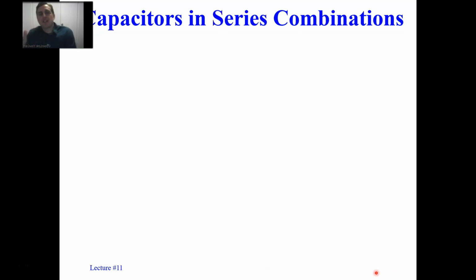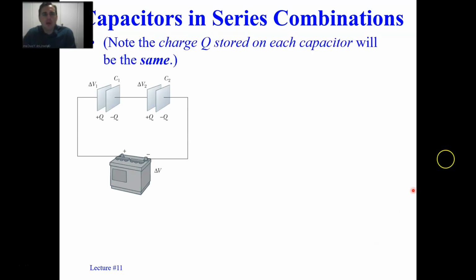Now, capacitors in series, I think, get a little more difficult to understand. Notice that capacitors that are in series are sequentially added. So they're one right after the other. That's what we mean by being in series. What is the same on each of these capacitors is the charge, not the voltage, but the charge. Let's think about why this is. The positive terminal of the battery is connected to the left-hand side of capacitor 1, but the negative terminal of the battery is connected to the right-hand side of capacitor 2.